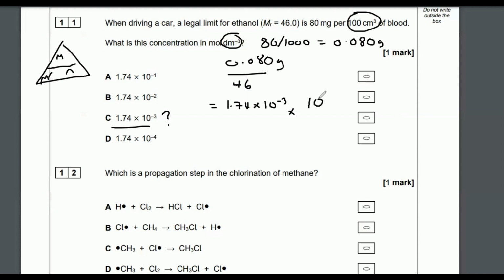Now, we could have used the moles, volume and decimeter calculation, or the mass over concentration times volume calculation as well. But this is the way I did it. I just did it mental math style.